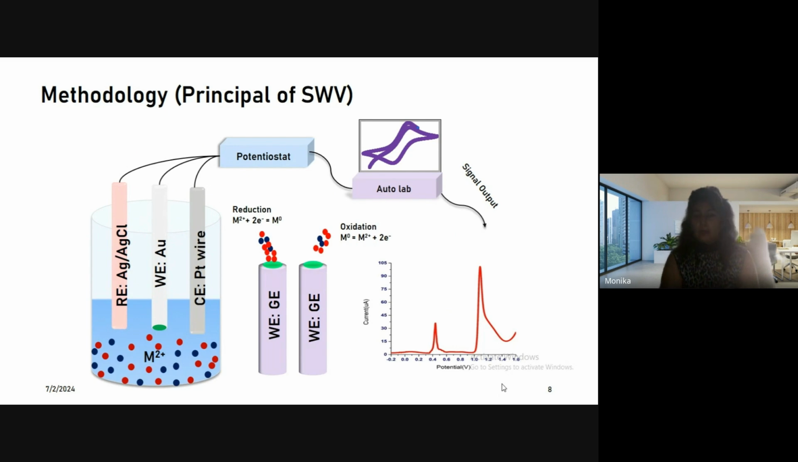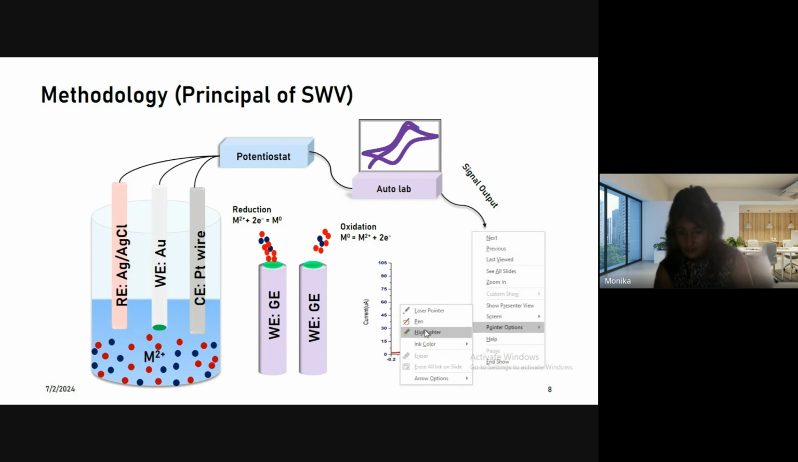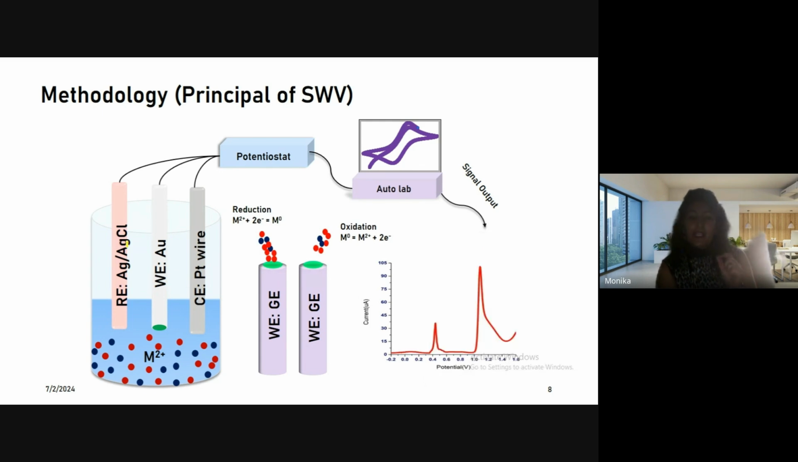These are the methodology and principle of square wave voltammetry. It is based on the principle of redox reactions. In square wave voltammetry, there is a setup of 3 electrodes, in which the main one plays the working electrode. When we apply the reduction potential, the ions present in the solution deposit on the surface of the electrode, and after some time, these deposited ions get back into the solution and release electrons, and these electrons generate the current peak. So the height of the current peak or current signal is directly proportional to the concentration present in the solution.